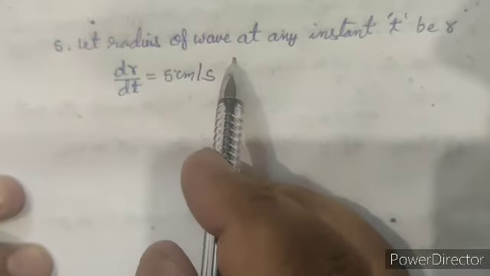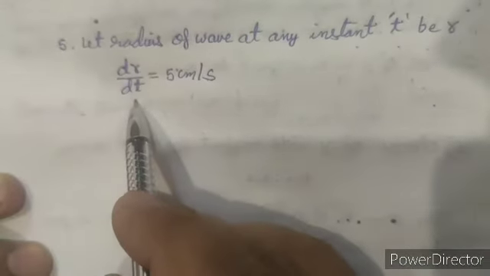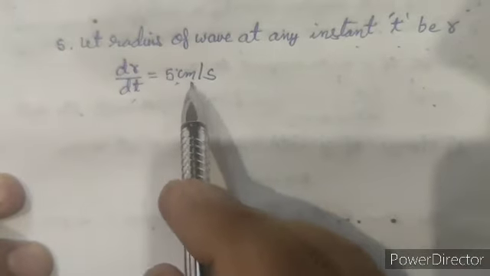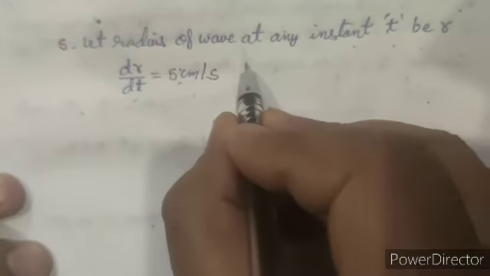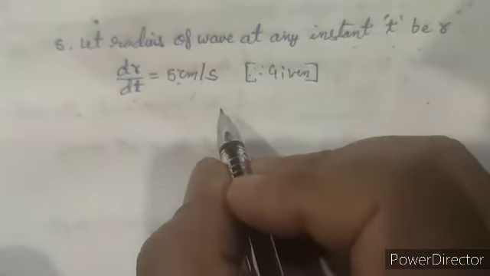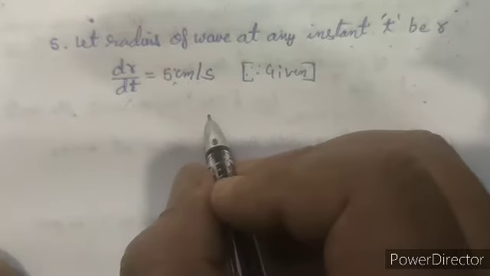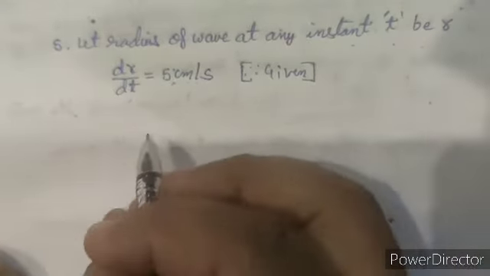Let the radius of the wave at any instant t be r, then dr by dt is given to us as 5 centimeter per second. Now we have to find out the rate of change in the enclosed area when the radius is 8 centimeter.